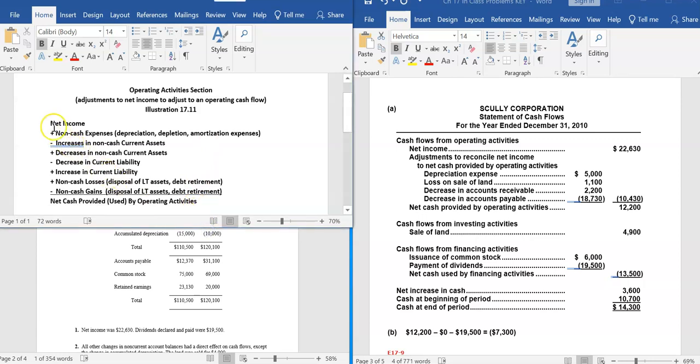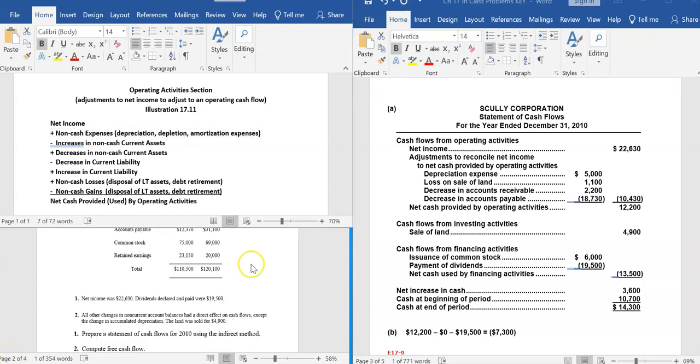What it does is it says start with net income. Here's our net income. Then we're going to make all these adjustments to convert that net income back to cash either provided or used by operating activities. The first thing we look for are non-cash expenses such as depreciation, depletion, and amortization expense.